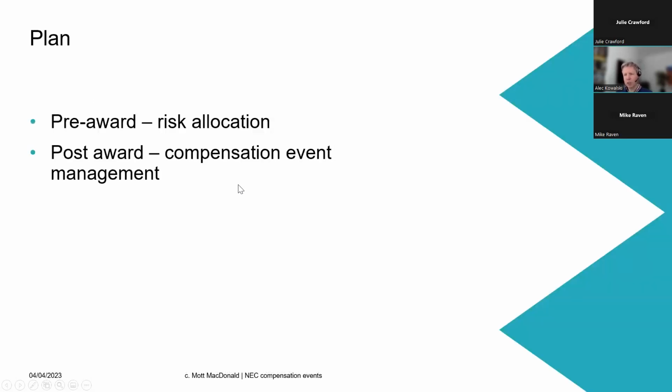So there's 2 things we're going to look at in the presentation today. I'm going to look at a short piece on risk allocation pre-award, because that is going to help identify how change is managed once the contract's up and running. Everything you do in procurement sets the stage for how the project is going to run. So decisions we make then will affect how change is managed throughout the life of the contract. And then I'm going to go through the actual compensation process itself. So how do we manage change? What are the timescales? What are the important things to look out for?